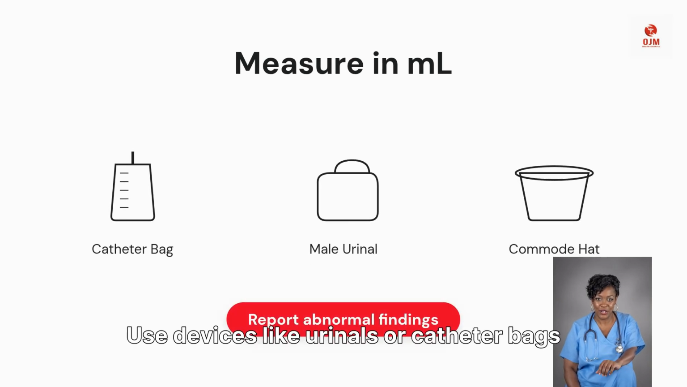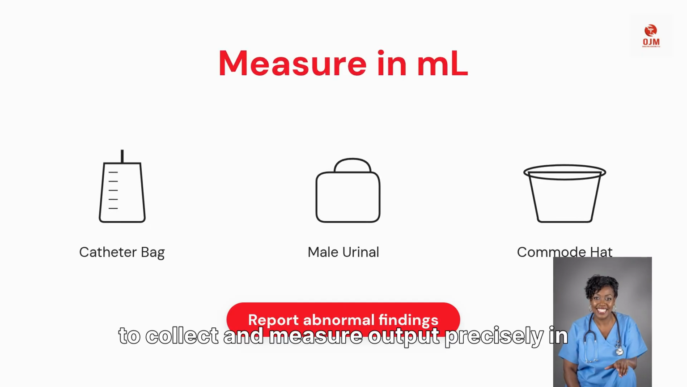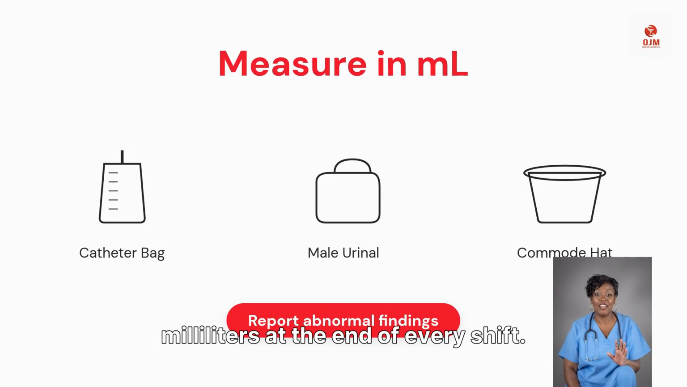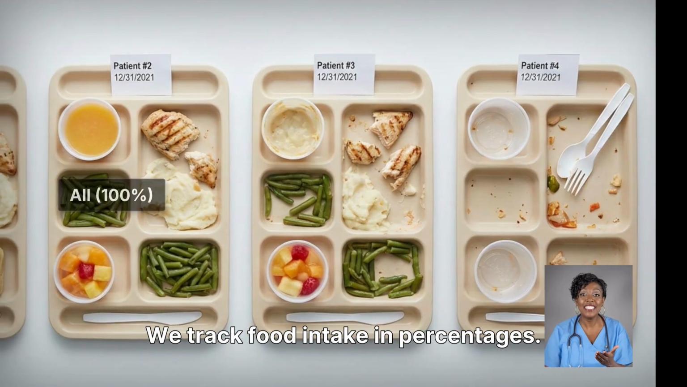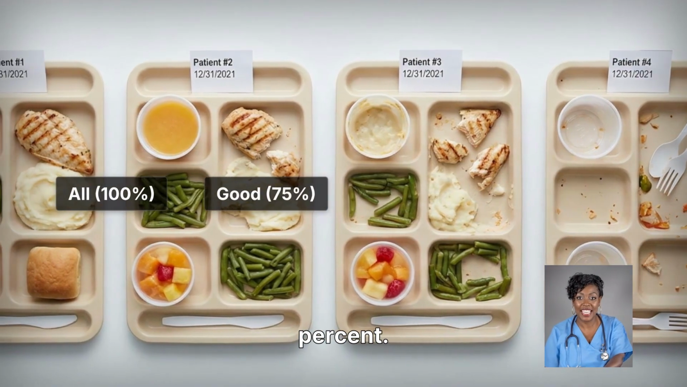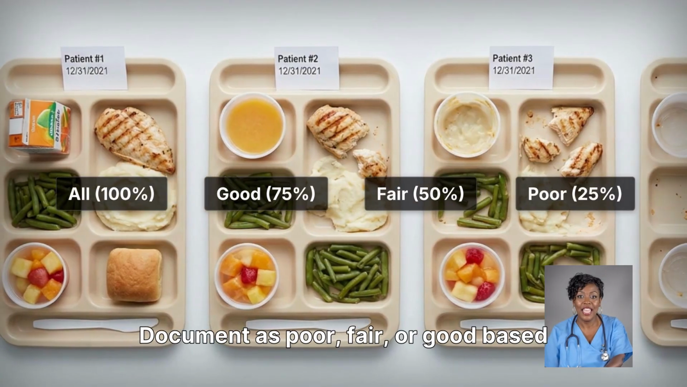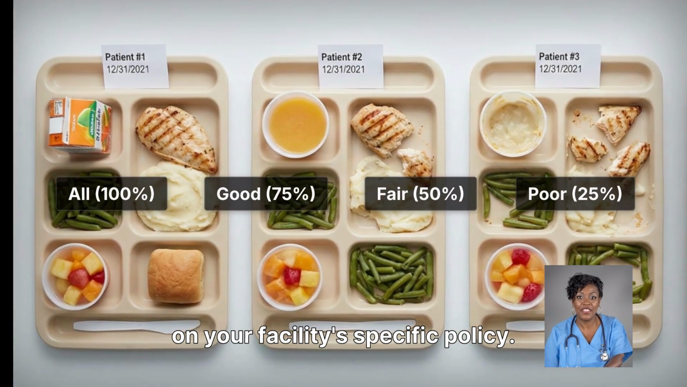Use devices like urinals or catheter bags to collect and measure output precisely in milliliters at the end of every shift. We track food intake in percentages. A quarter of the meal is 25%. Document as poor, fair, or good based on your facility's specific policy.